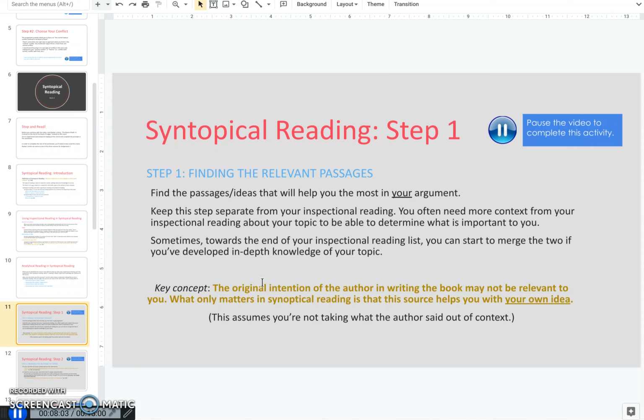So the key concept to take away from Adler and Van Doren in this section is that the original intention of the author in writing this source may not be relevant to you, okay? What only matters in syntopical reading is that this source helps you with your own idea. So sometimes the source maybe isn't even on the book of Ruth specifically. It could be on Jewish customs, or it could be on how to translate Hebrew. But if the book or source provides something that's relevant to you making your point, you can then use that in your paper even if it doesn't quite match the original source.